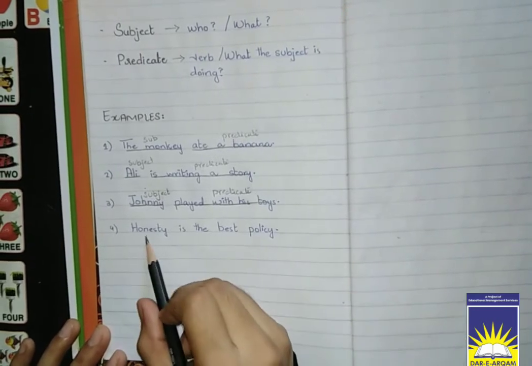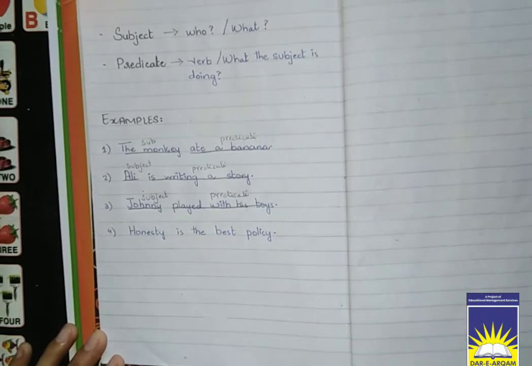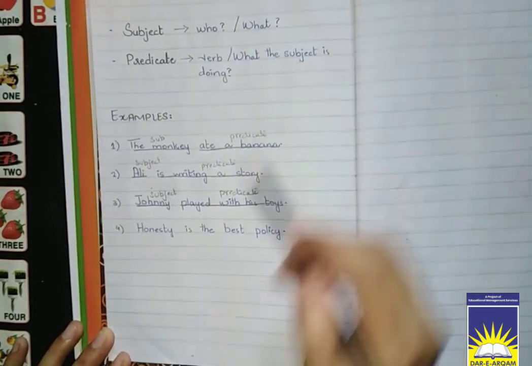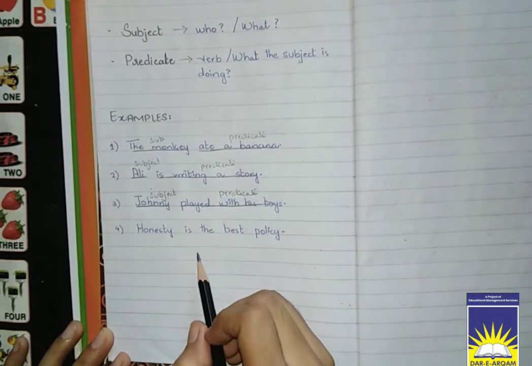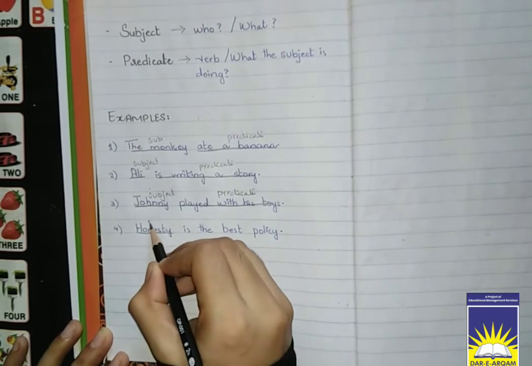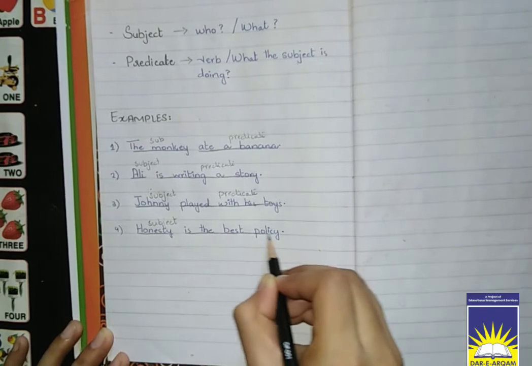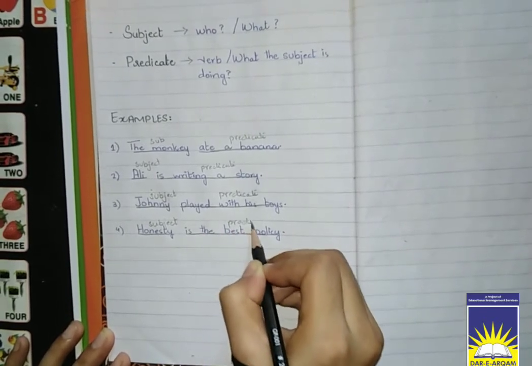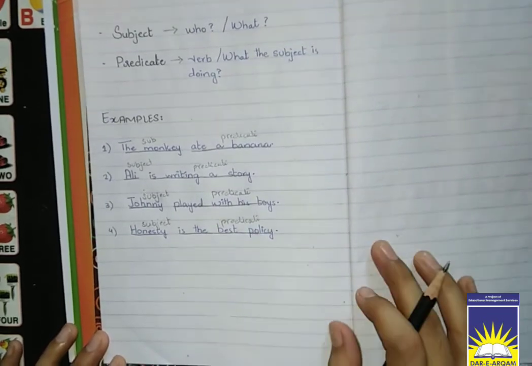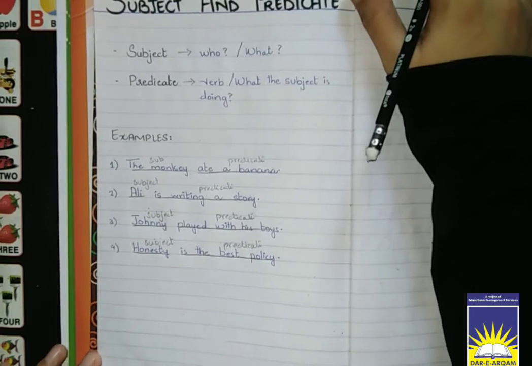The last one is: honesty is the best policy. Here we cannot see any person, but we can answer this question: what are we talking about? Honesty. So honesty is our subject and the rest of the sentence is our predicate. Did you see how easily we understand the concept of subject and predicate? I hope that you have learned it.